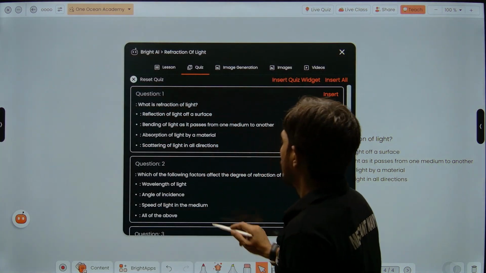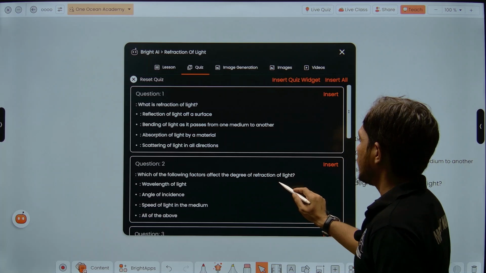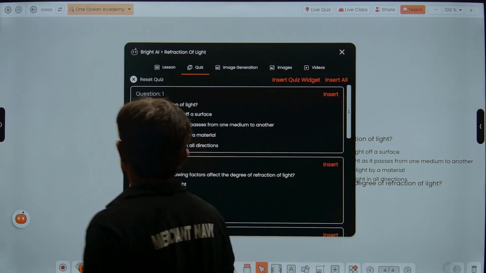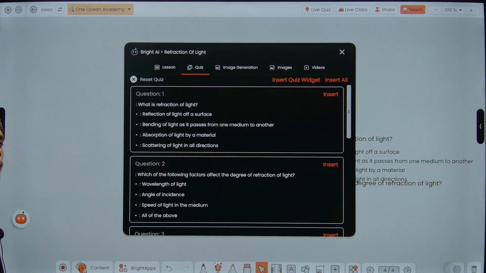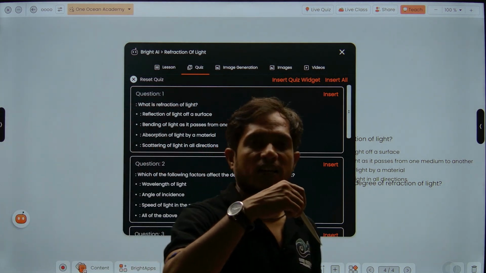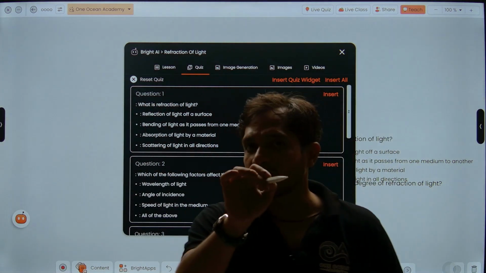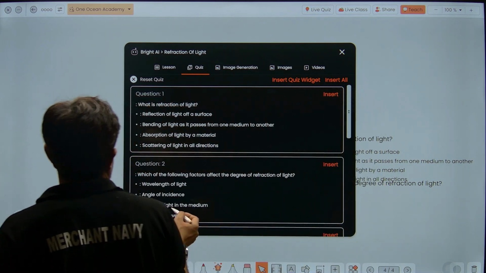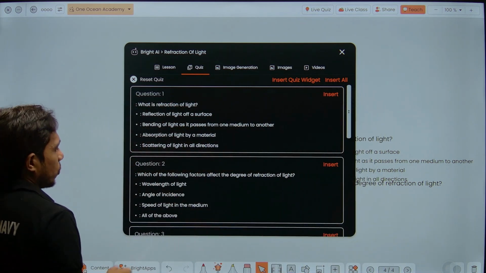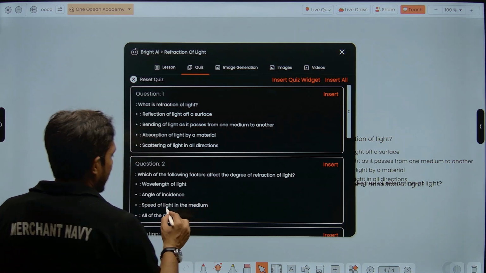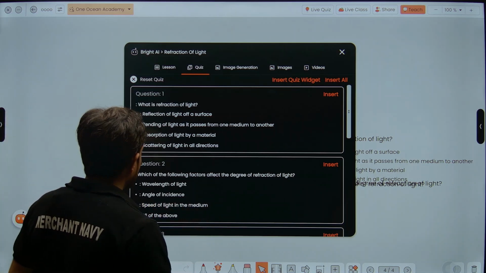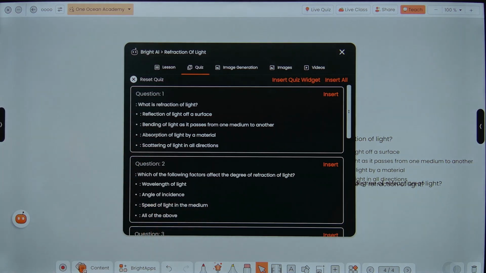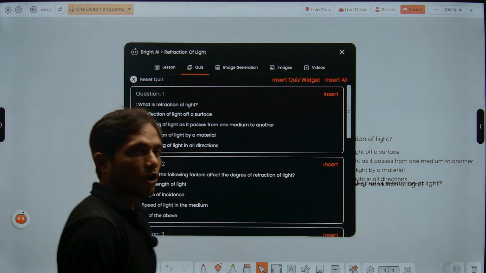Next is: which of the following factors affect the degree of refraction of light? That means, which factor affects the refractivity of anything? So, wavelength of light. Next is angle of incident. Next is speed of the light in the medium, or all of the above.